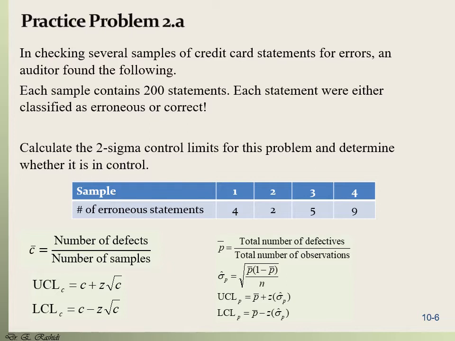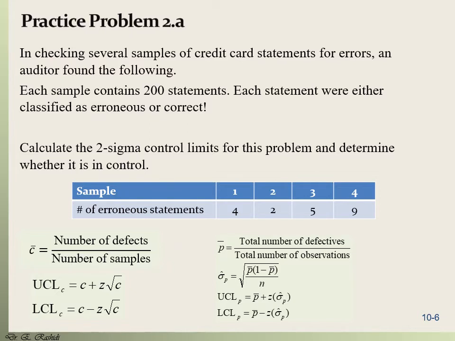So you have the information given in this table. We have several samples, and in each sample there are 200 statements, and you see the number of erroneous or defective statements. For example, sample 1 has 4 erroneous statements. That means it has 200 minus 4, which is 196 correct statements. You also have it for sample 2, sample 3, and so on. And you also get the formulas for a C chart and a P chart here.